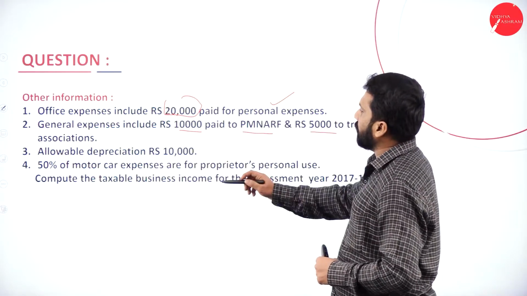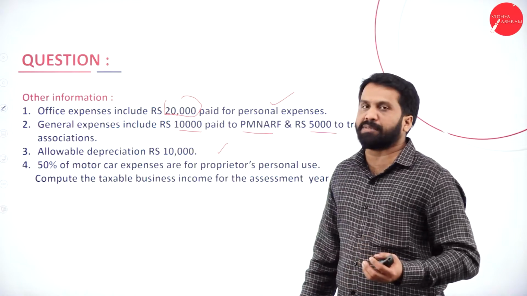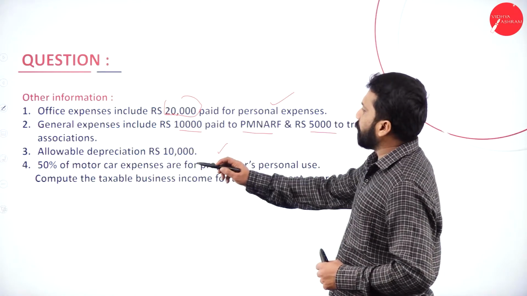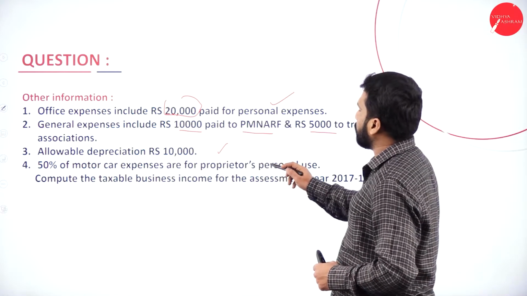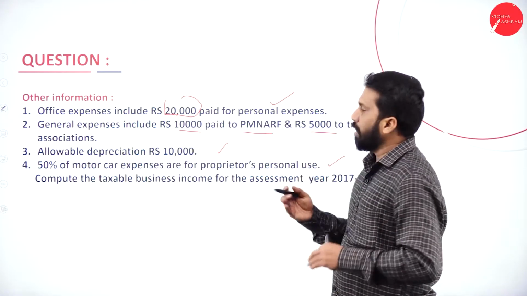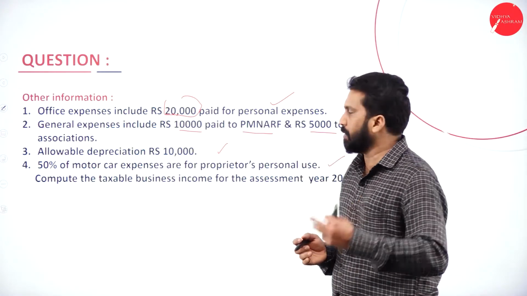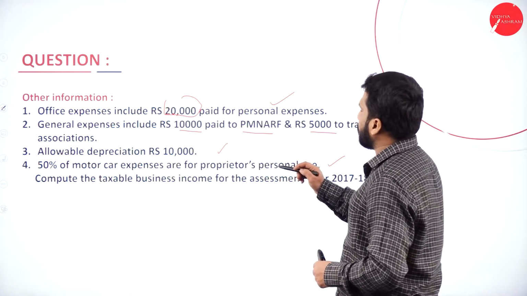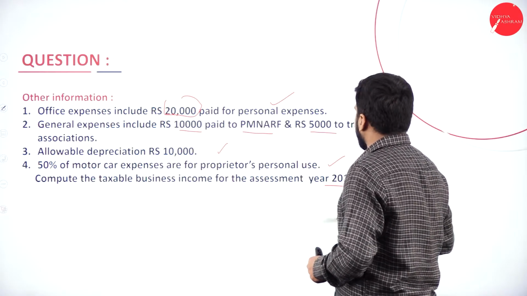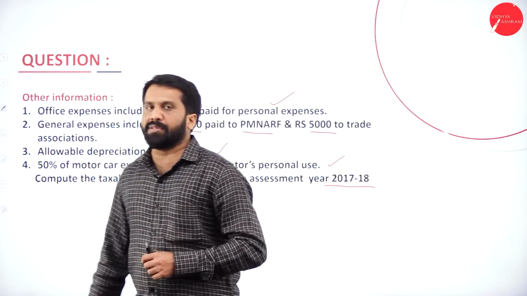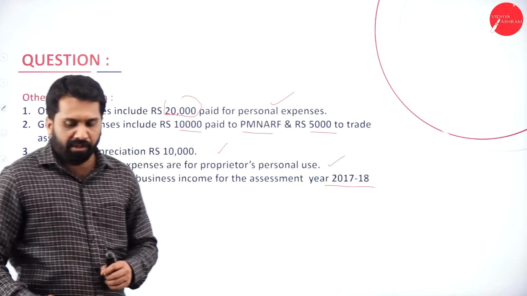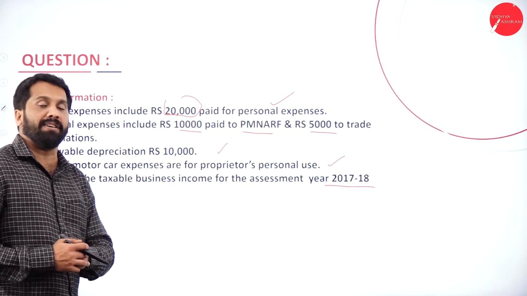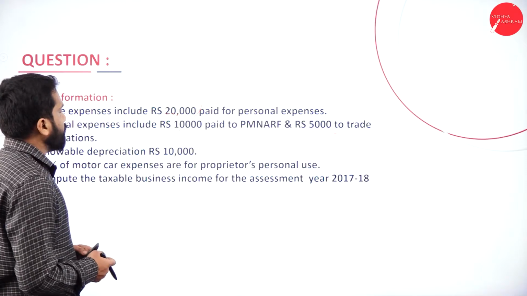Next, allowable depreciation, you know that it is as per your income tax. 50% of motor car expense is the proprietor's personal use. Half you have to consider as personal. Compute the taxable business income for the assessment year 2017-18. So these are the informations available in your question.